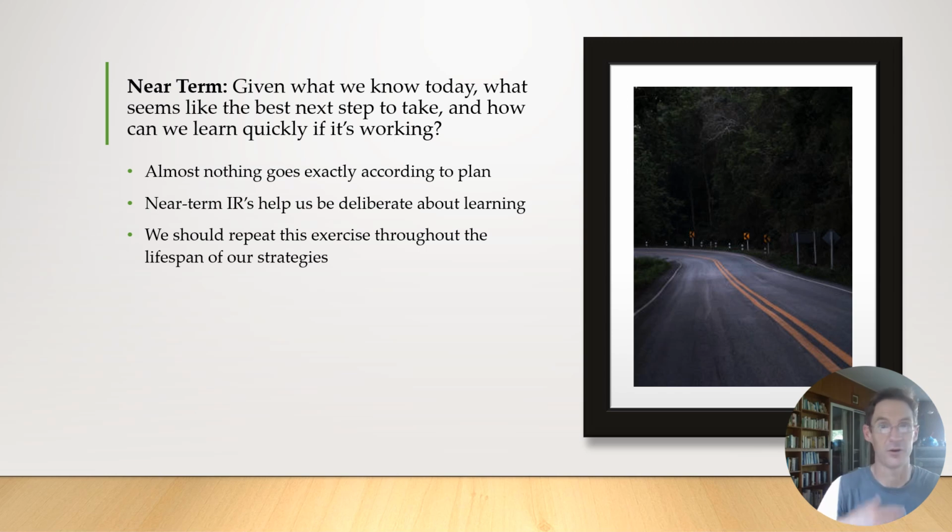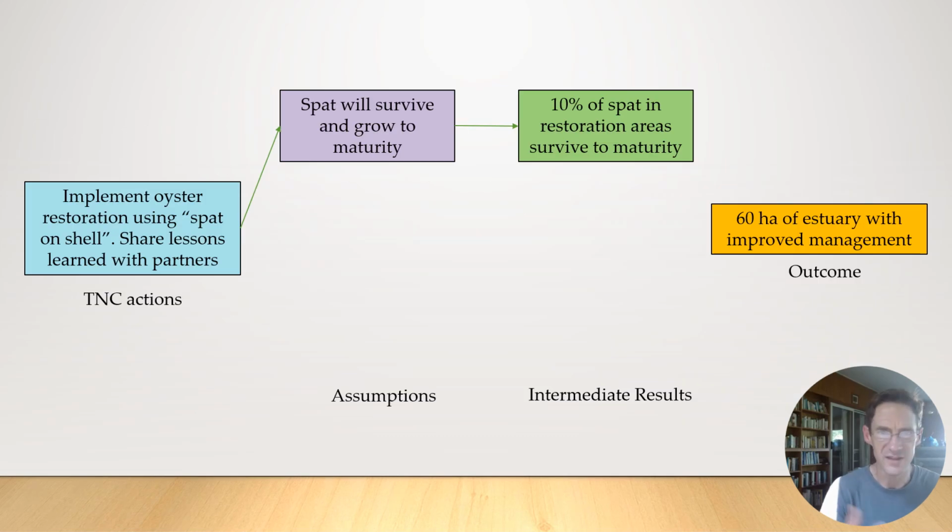And then once we've gone through that first phase, we learned about those initial actions. Some of them may play out as we expect. Some of them might suggest that we need to adjust. And at that point, we can go back to our strategies, revise the elements we need to, and say, okay, now what are the next suite of near-term intermediate results that will help us step forward with our adaptive management process? So let's go back to Great Bay to illustrate this.